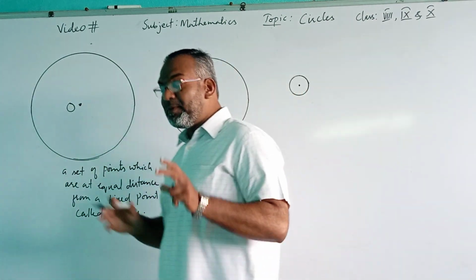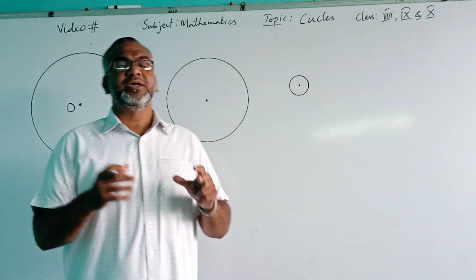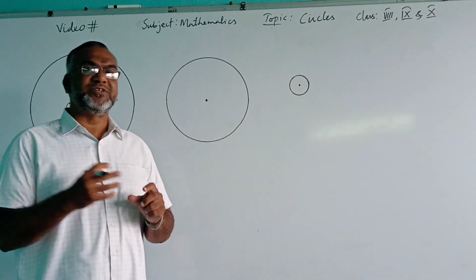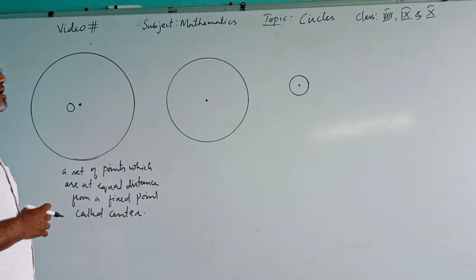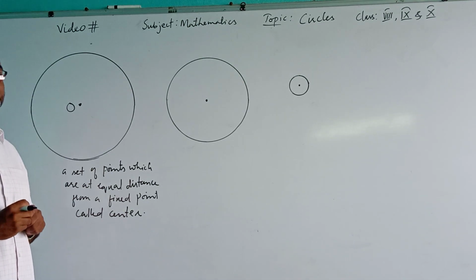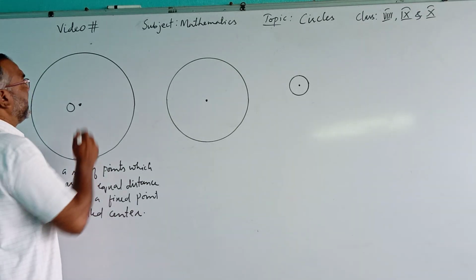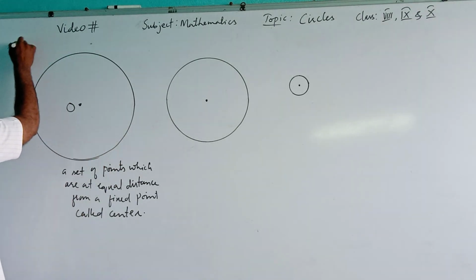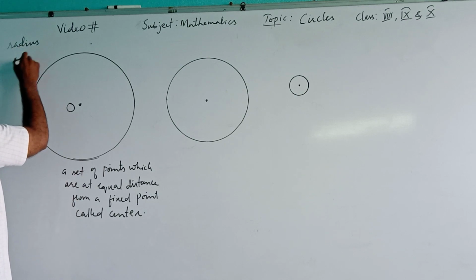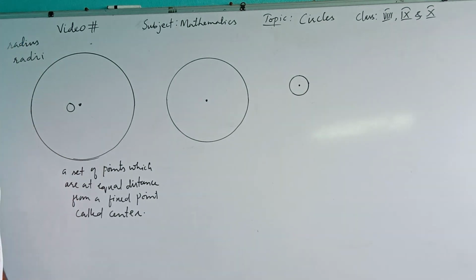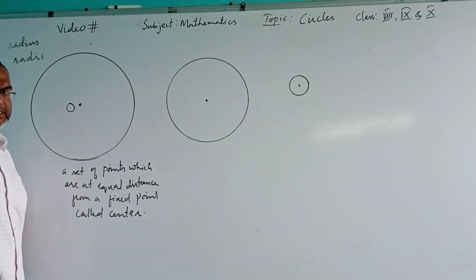Now we have so many parts of circle. There are so many definitions related to circles, connected with circles. Right? And the very first definition that comes to our mind when we think of a circle, that is radius. Radius, right? You have already learned this, right? Radius. And the plural is radii. Radius is singular. Radii, R-A-D-I-I, radii is plural of radius.